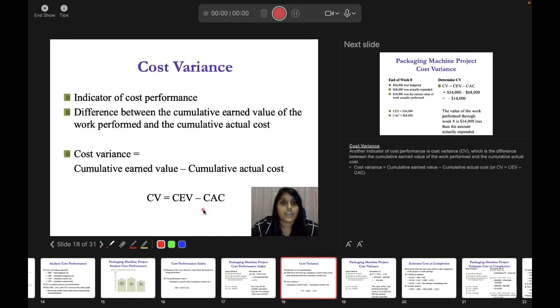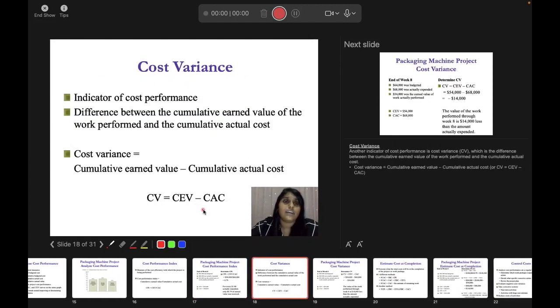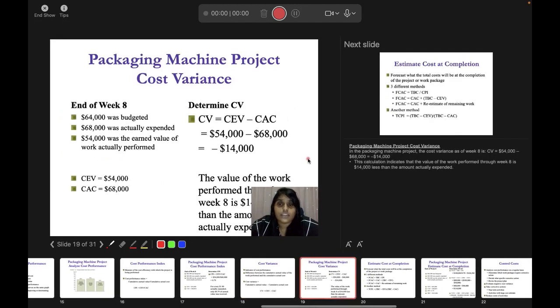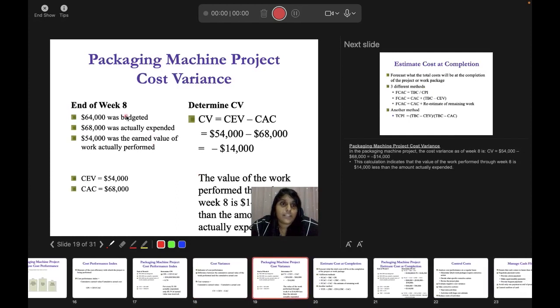And then next you have cost variance, the indicator of cost performance, the difference between the cumulative earned value of the work performed and the cumulative actual cost. So your cost variance formula is cumulative earned value minus cumulative actual cost. In an example, your 64,000 budget, 68,000 actual expended, 54,000 is the earned value. So now your formula is your earned value minus your actual cost.